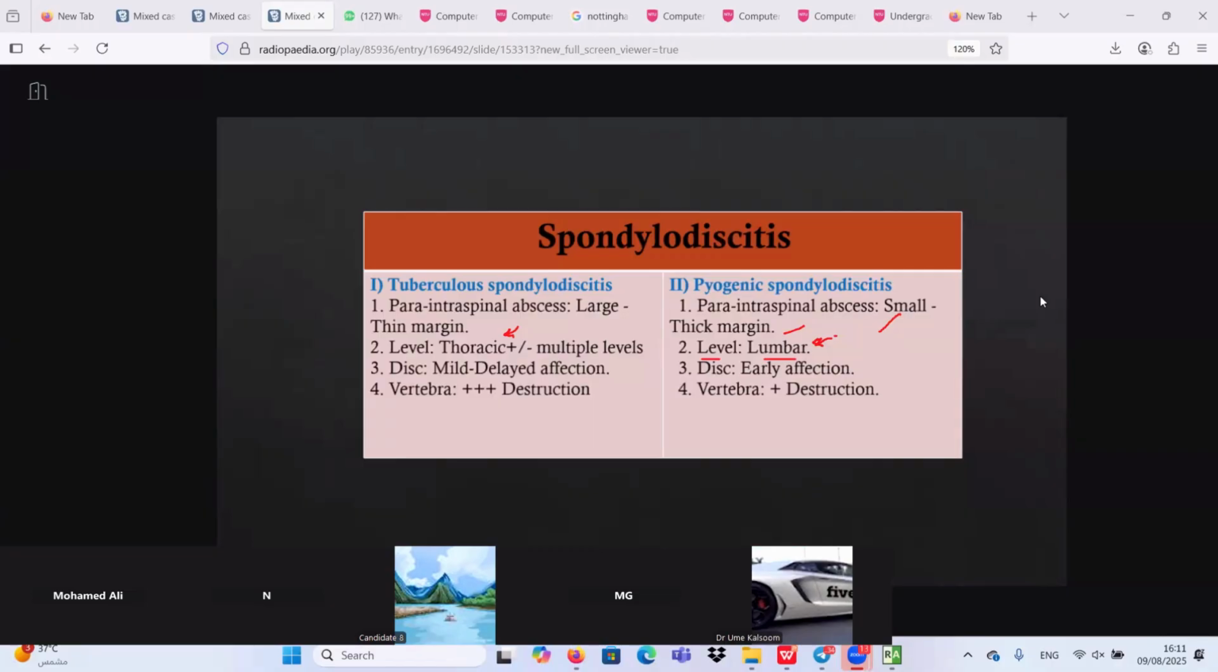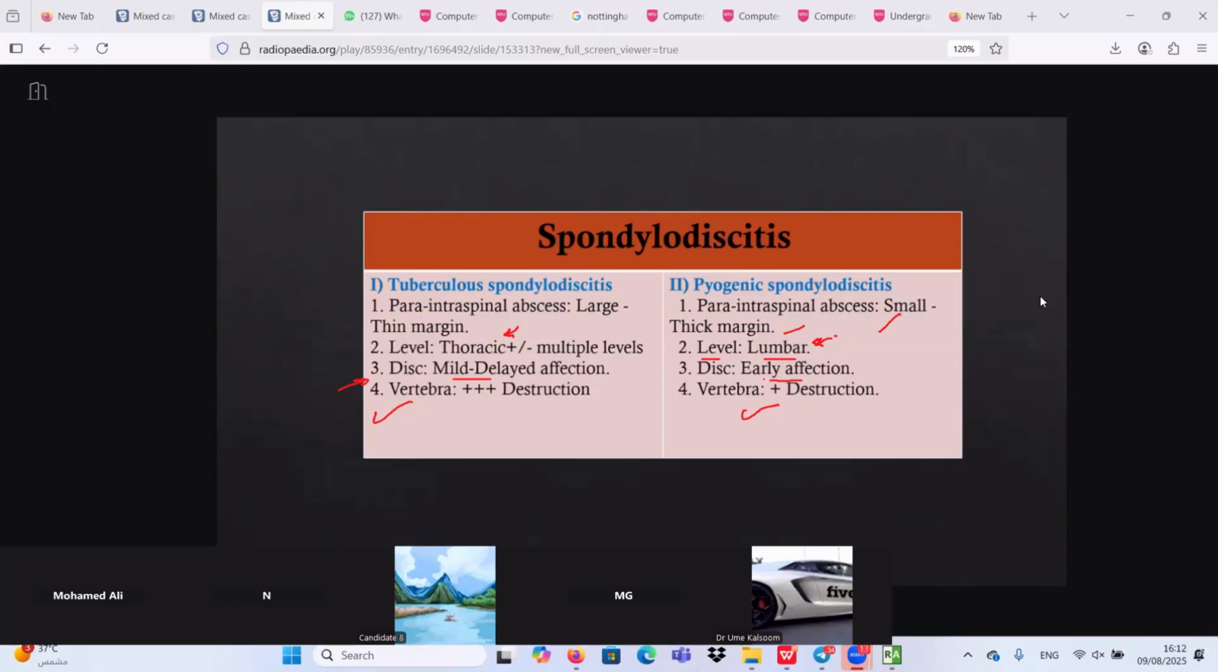multiple different levels. And really, in my FRCR exam, one of the long cases was tuberculous spondylodiscitis. Also, one of the most important points, the disc affection: it is early affected in the pyogenic, but it is lately affected in the tuberculous spondylodiscitis. And by the way, this point is very important, and it was written clearly in the pathology literature. The vertebral destruction is more common in the tuberculous spondylodiscitis, while the destruction is very mild in the pyogenic spondylodiscitis.